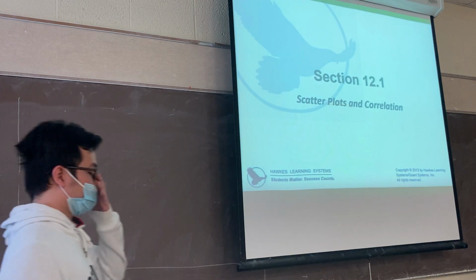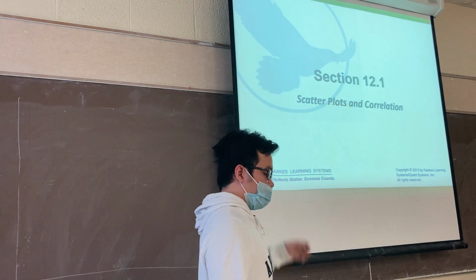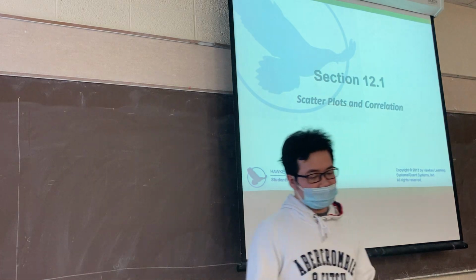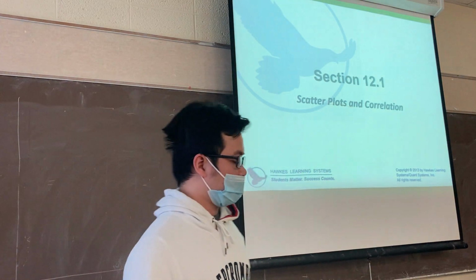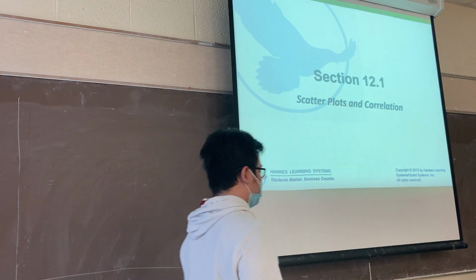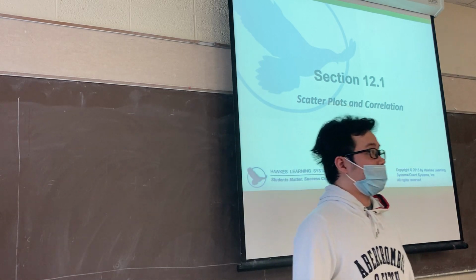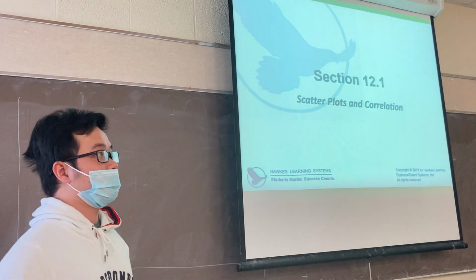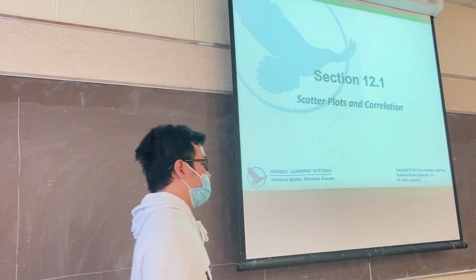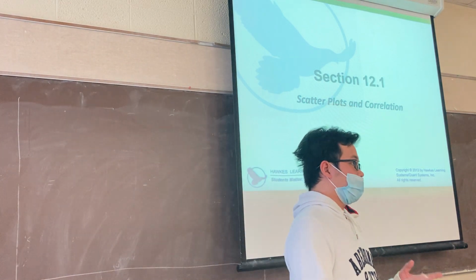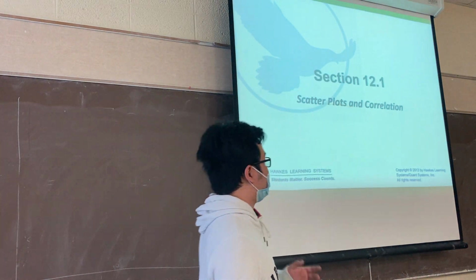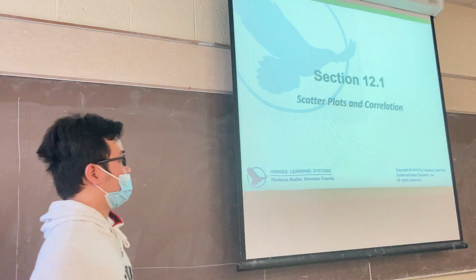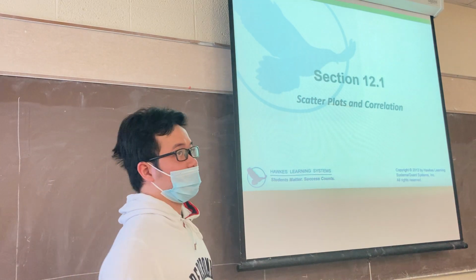Now I will move on to chapter 12, which is the final chapter in this course, about scatter plots and correlations. It also talks about regression. In this chapter, we will talk about the relationship between two characteristics. When we analyze two characteristics in a population, it's better for us to know the relationship between them. So how do we know this?